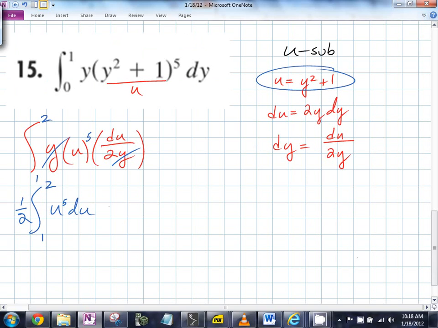1/6 u to the 6th from 1 to 2. So what do you get? 1/2 times, actually you can bring out the 1/6, right? So 1/12 times what? 2 to the 6th minus 1. I could simplify that. I don't really want to. What's 2 to the 6th? 64. So it's 63 over 12. Done. That's it.